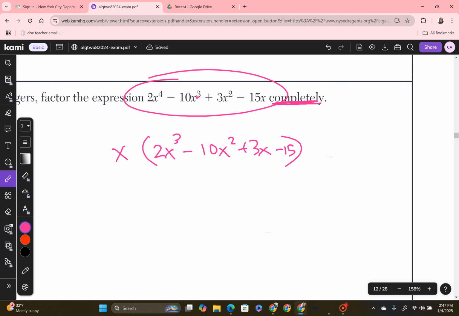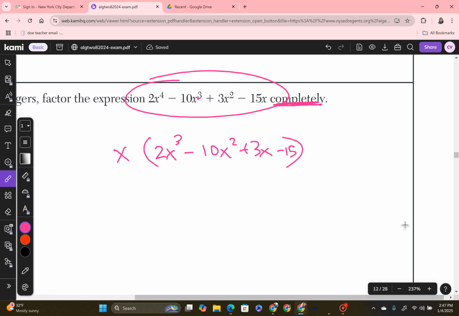All right, cool. Now, because it said completely, I know I'm not done yet. So what I have to do here is split, because I have 4 terms, and I'm going to factor the left and factor the right. So between here, what are the common factors? 2 and x squared, right? There's 2 that goes into 2 and 10. And between x to the third and x to the second, the smaller number is 2. So now I have to write down what's left. x minus 5 is what's left.